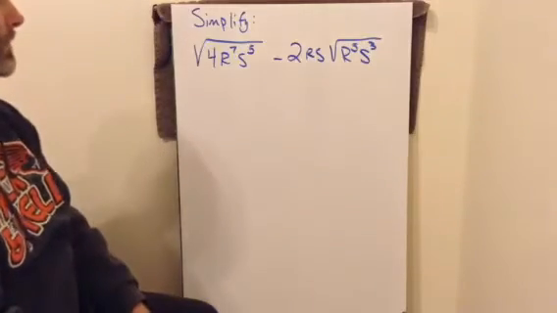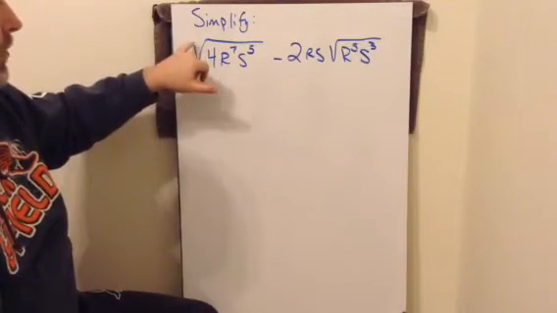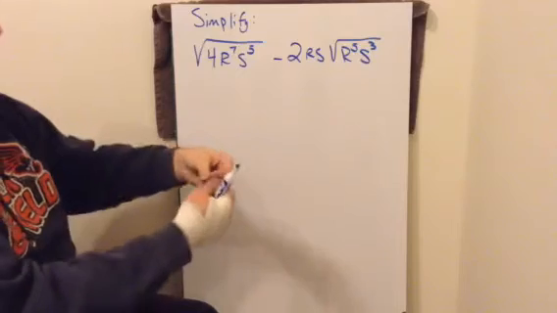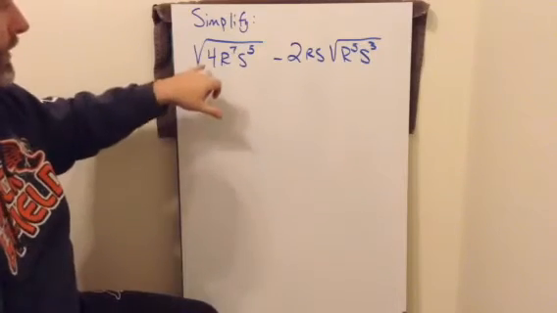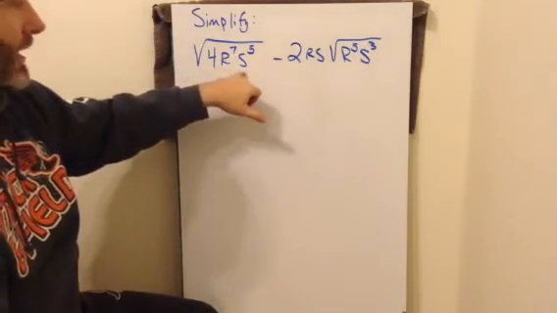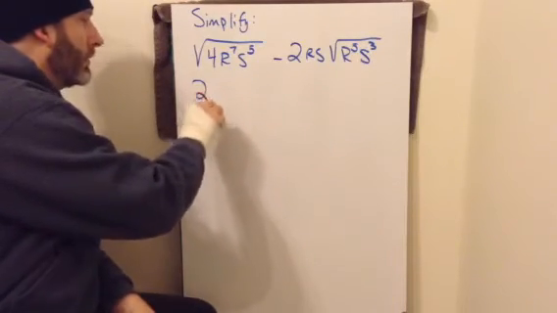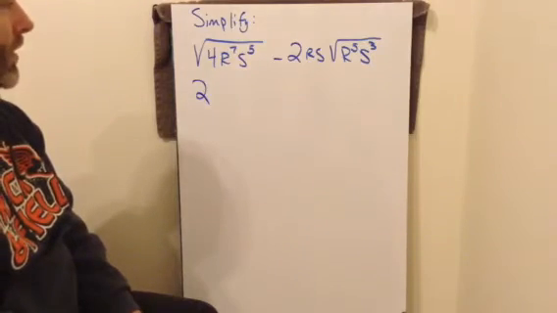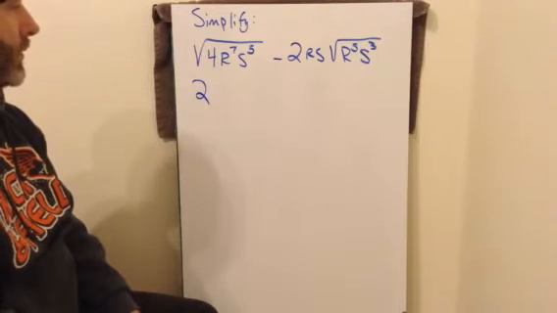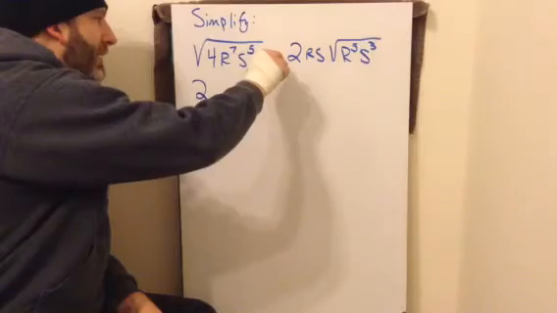Okay? Look at this. So remember, we think of the product rule, break it up. We could think of it as square root of 4, square root of r to the 7th, square root of s to the 5th, if you need to visualize that. Well, square root of 4 I know is 2. Okay? And that's supposed to be a plus.